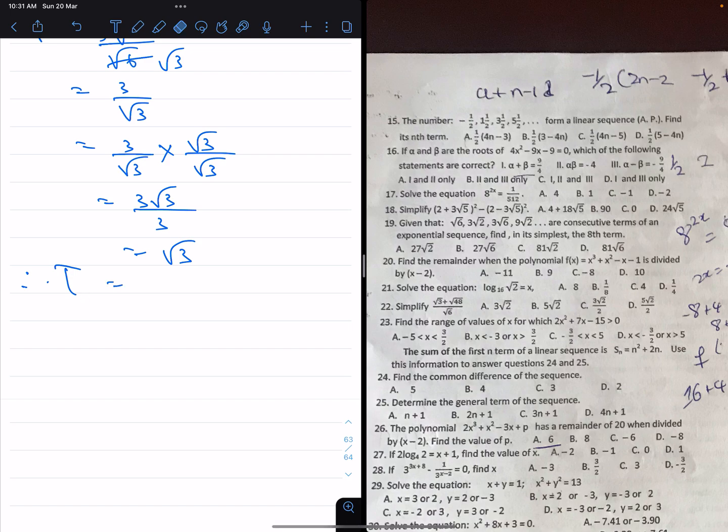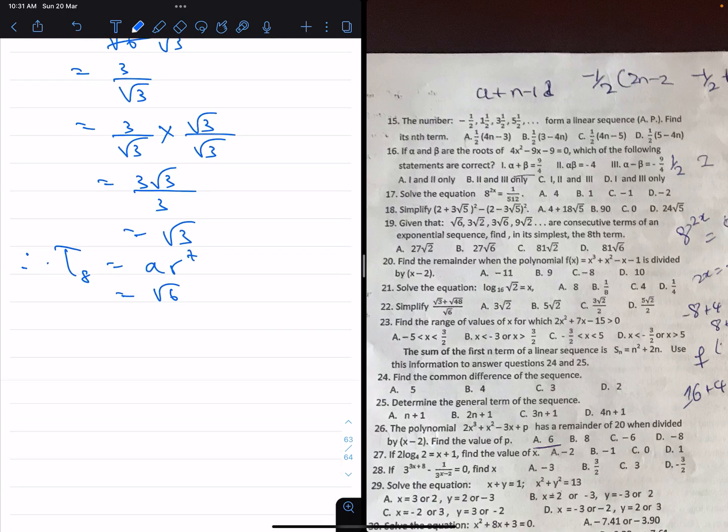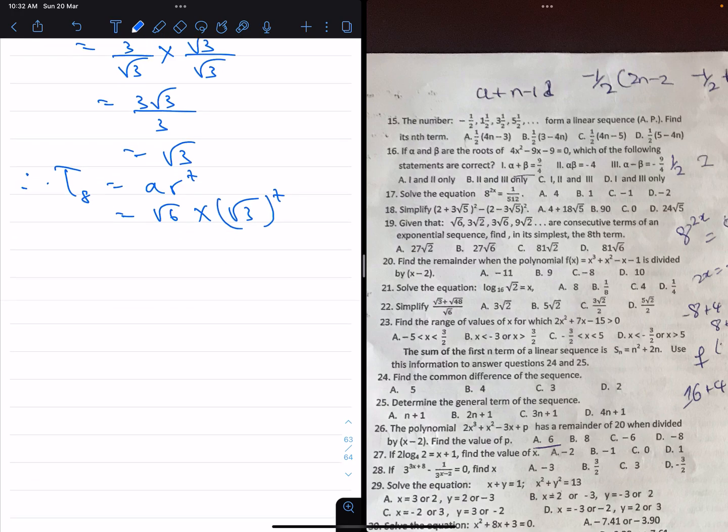T8, that looks a bit clumsy, but it's simple. T8 is what? a r to the power 7. A is what? Root 6. Times what? 2 times root 3. Root 3 raised to 7. Exactly. And root 3 raised to 7 is the same as saying 3 raised to a half, I can write root 3 raised to 7 this way.